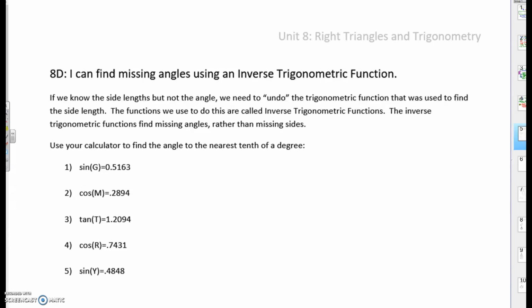Hello and welcome to lesson 8D. I can find missing angles using an inverse trigonometric function.